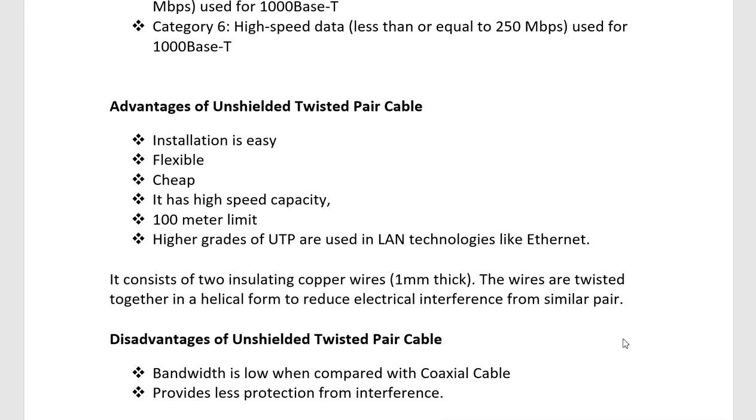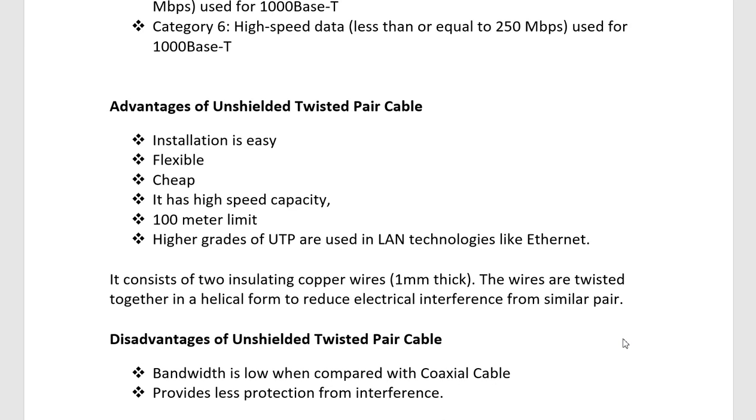Then this unshielded twisted pair consists of two insulating copper wires, 1 mm thick. The wires are twisted together in a helical form to reduce the electrical interference from a similar pair. So it is the same: two wires are twisted together, that is why it is called twisted pair, whether shielded or unshielded. Both use 1 mm thick copper wire, so that they can reduce the interference from the other wire.